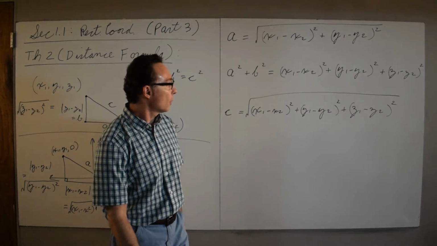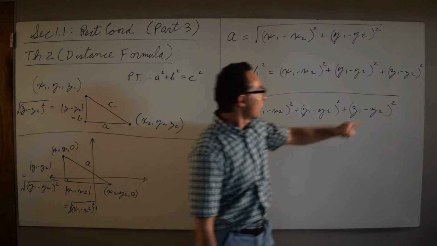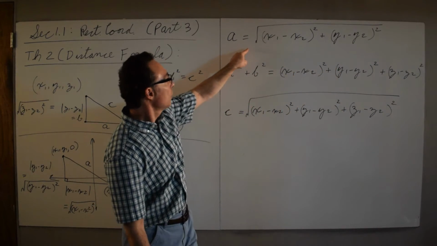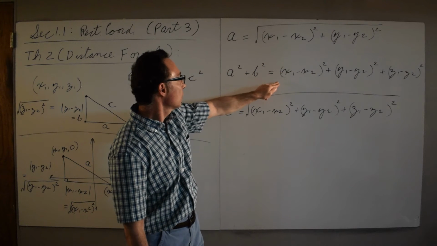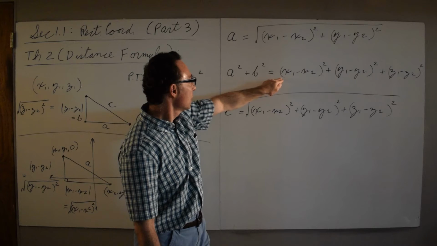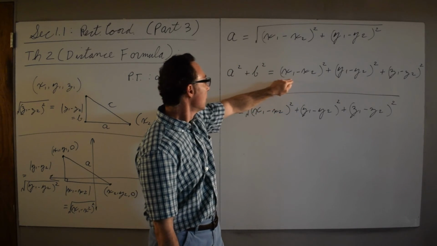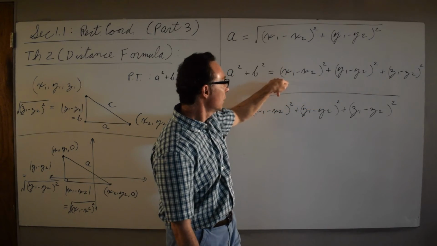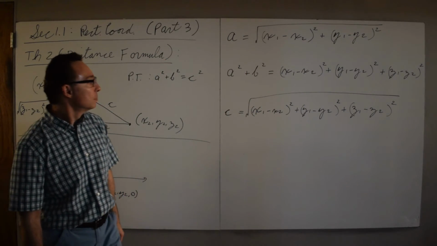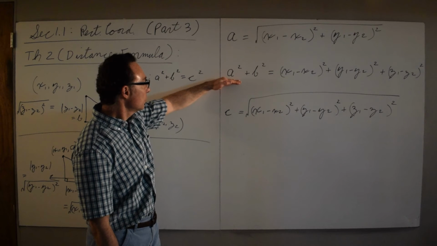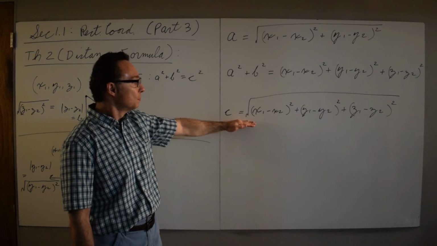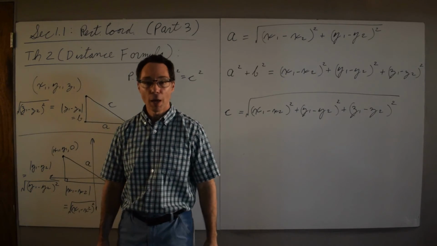What's A squared plus B squared? Well, the B squared is just (z1 minus z2) squared, and what's the A squared? We know that this is A right here, so A squared is this term under the square root, squared. So we just take the square root away. This is the A squared part right here. This is B squared. So we want the distance: A squared plus B squared is C squared. So what is C? It's the square root of this. So this is how we get the distance formula.